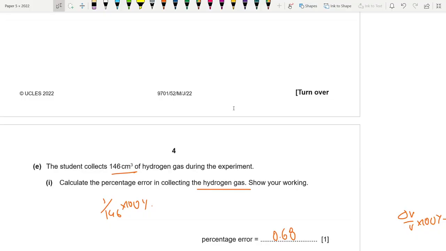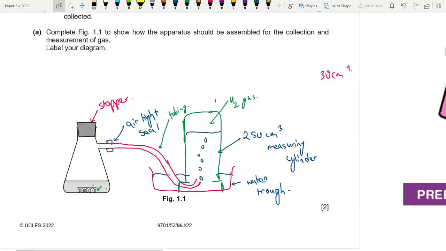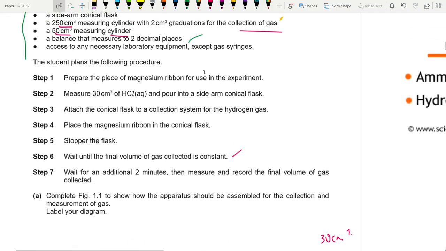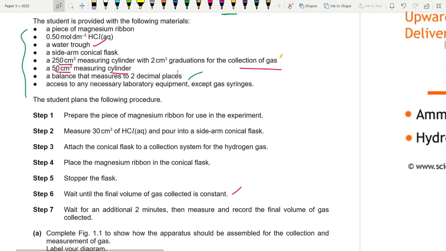The student collects 146 cm³ of hydrogen gas. Calculate the percentage error in collecting the hydrogen gas. Show your working. Very important. So guys, we need to look at the graduation. Uncertainty is actually half the smallest division of your measuring instrument. Okay, half the smallest division of your measuring instrument.